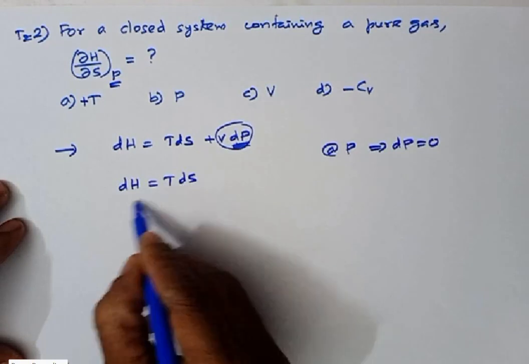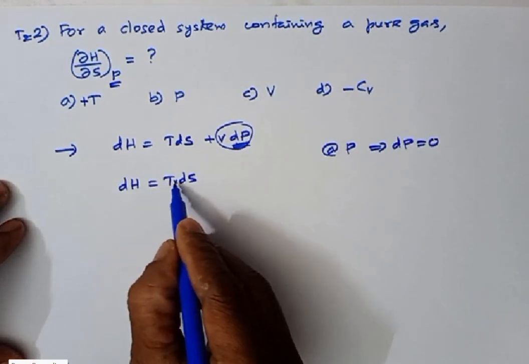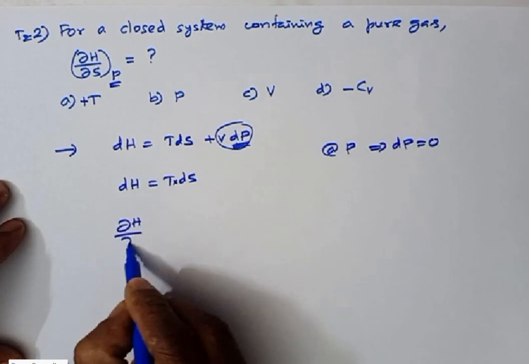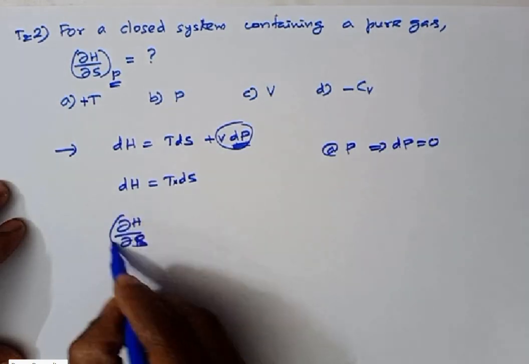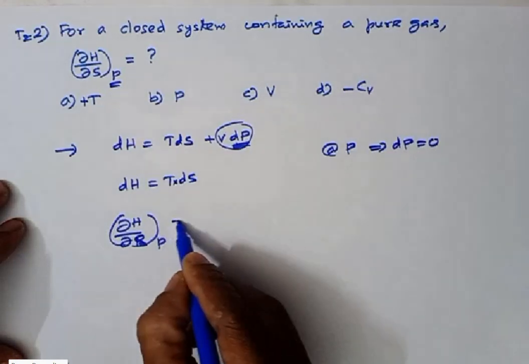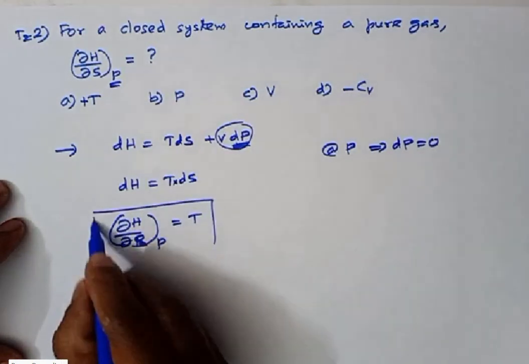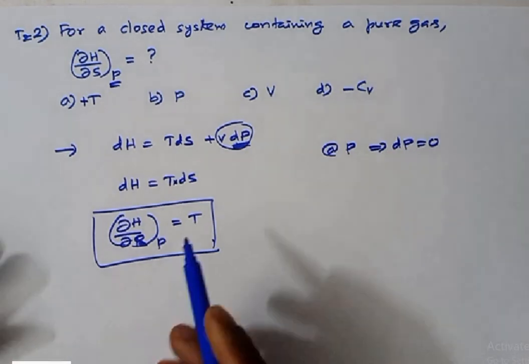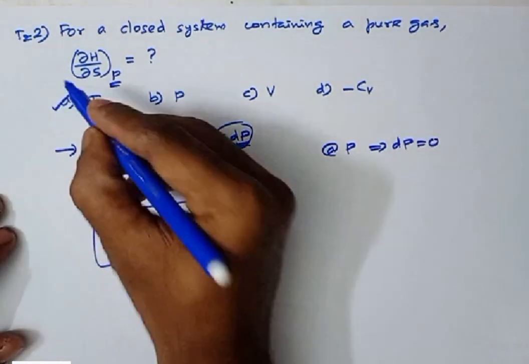Bring the dS to the left hand side. So dou H by dou S at constant pressure equals T. The correct option for this question is option A. Take note.